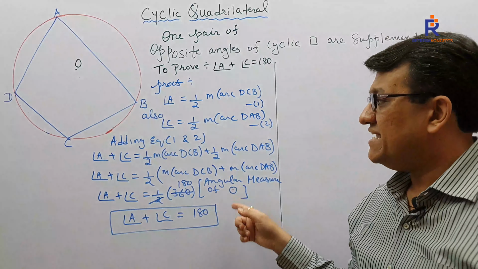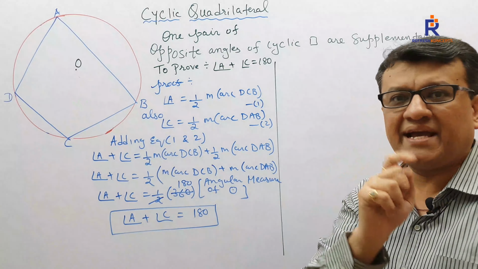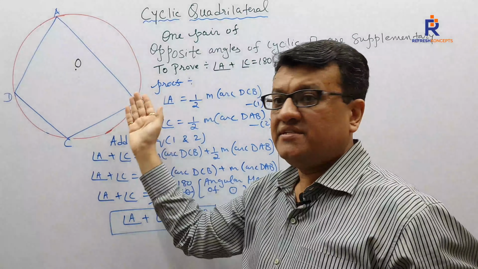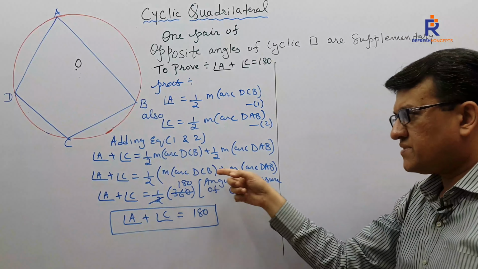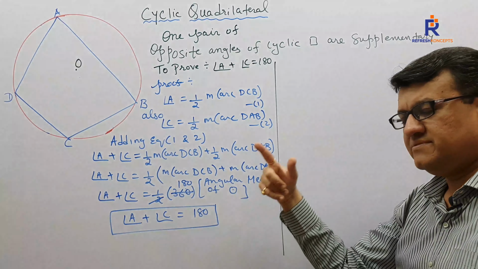So this was in context to what? This was in context to the intercepted arc. Inscribed angle is half the intercepted arc. A is half of DCB, C is half of DAB. Add them together: A plus C is arc DCB plus arc DAB, that is nothing but the entire circle, divided by 2.